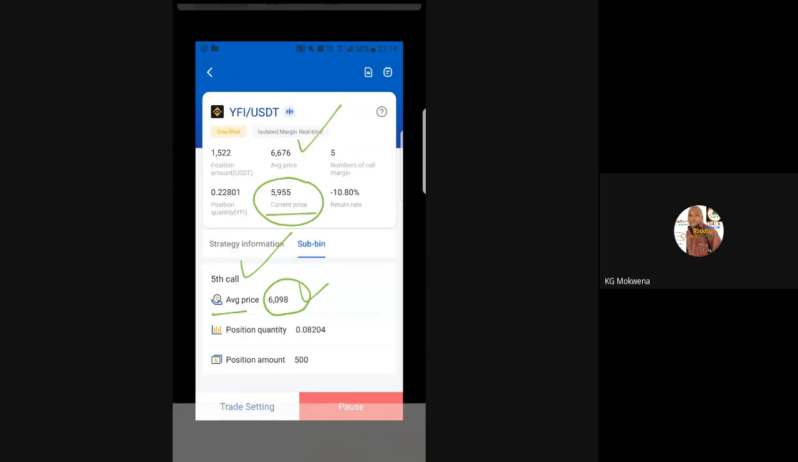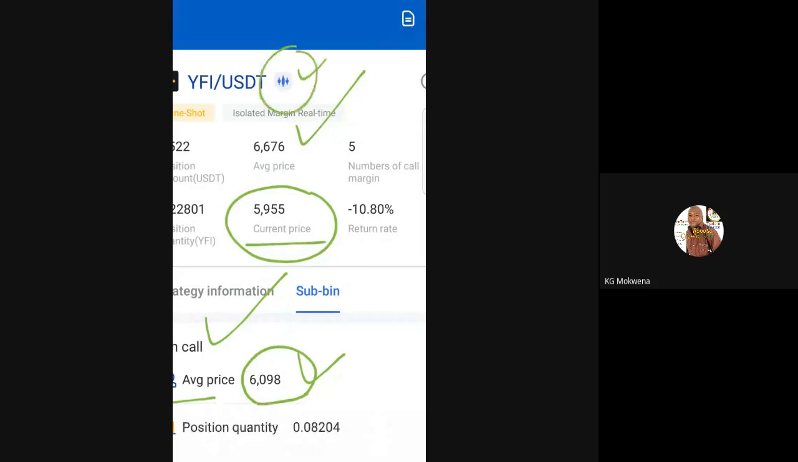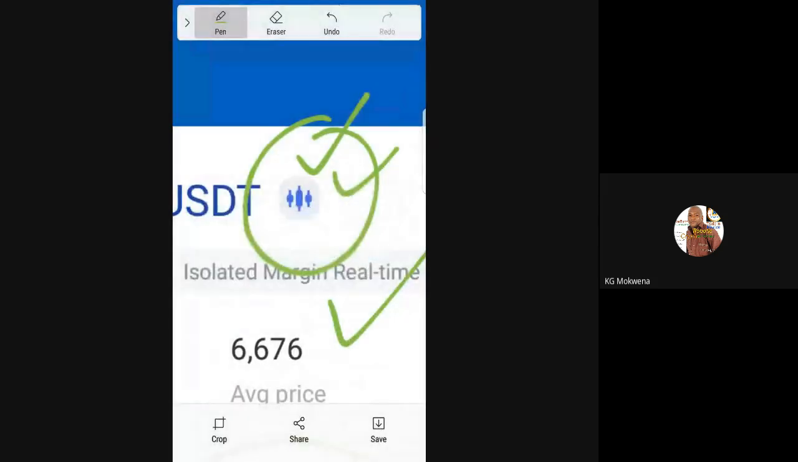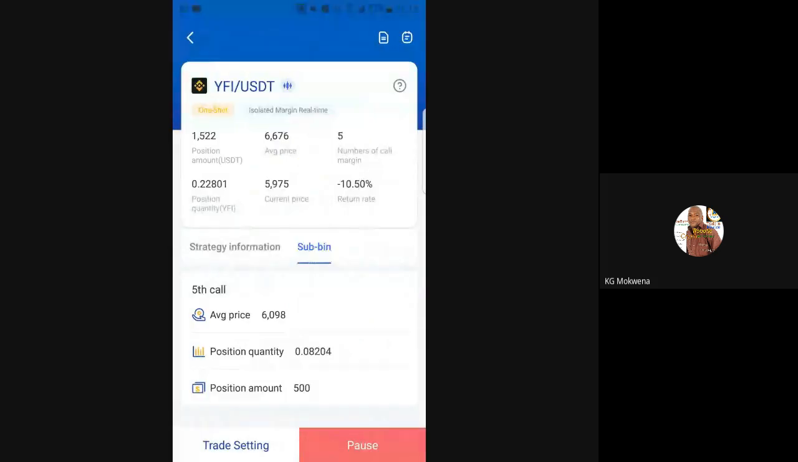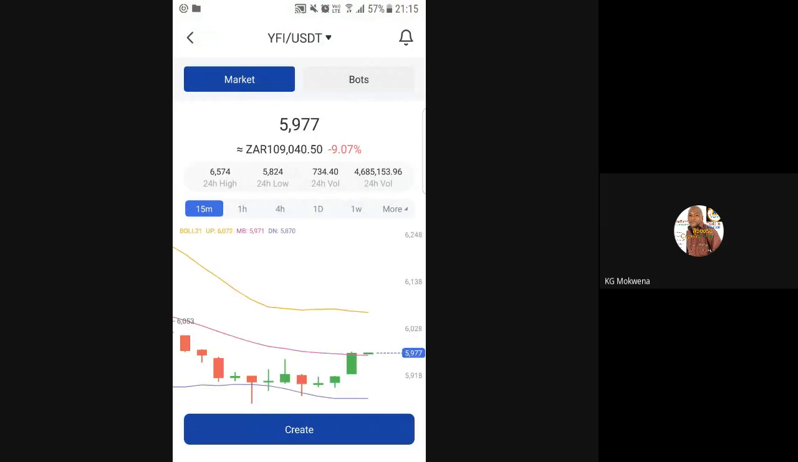Why is it in the green? Because it is now producing some positive percentage and the candlestick is upward. If I click here, these are candlesticks, which just show you a graphic representation of price movement. And then when I click there, you will be able to see the things that we were showing you on the other side.